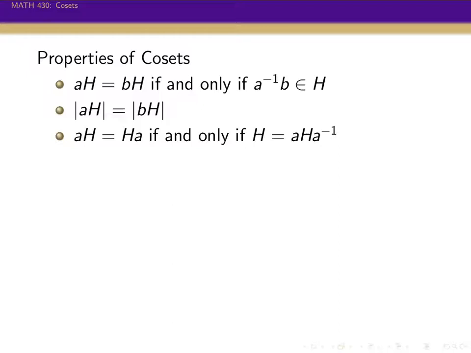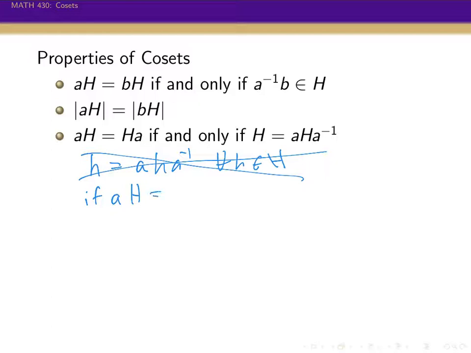So lastly, this last one is kind of an interesting one, which we will see again in the future, although we won't be talking about it much more in this video. And it's that the left coset AH is equal to the right coset HA, if and only if H is equal to, so this is called a double coset, AHA inverse. Okay, so what does this mean? This does not mean that H is equal to AhA inverse for any h in H. That is not what this means.